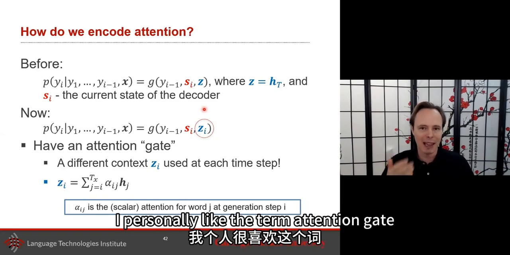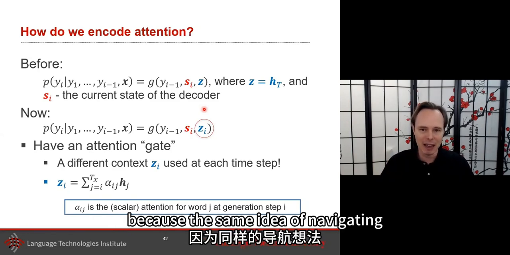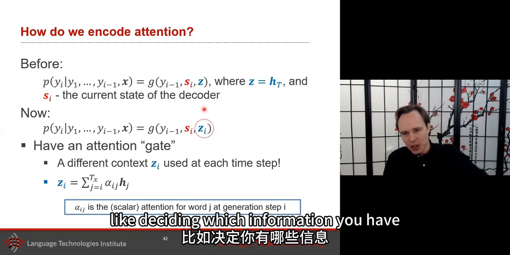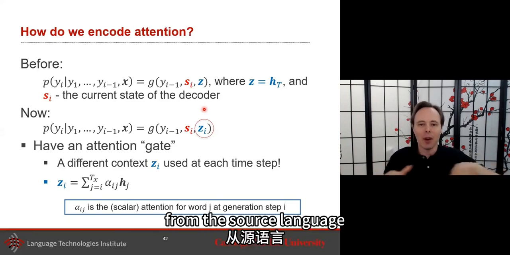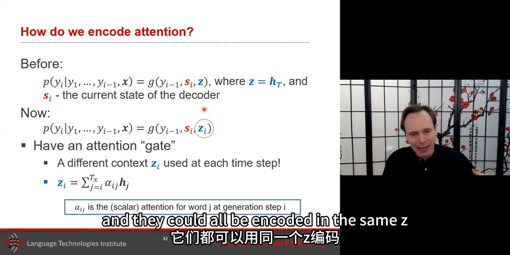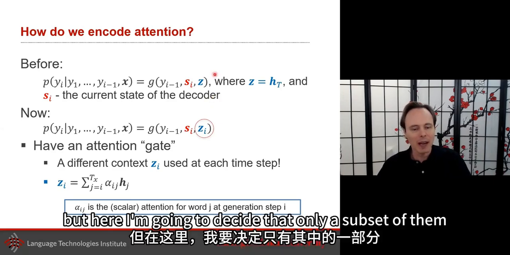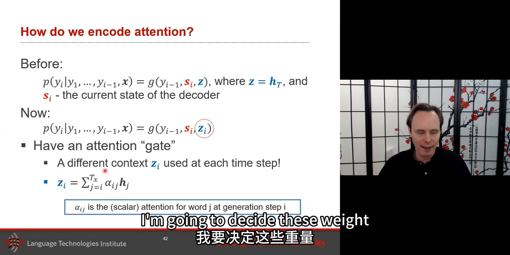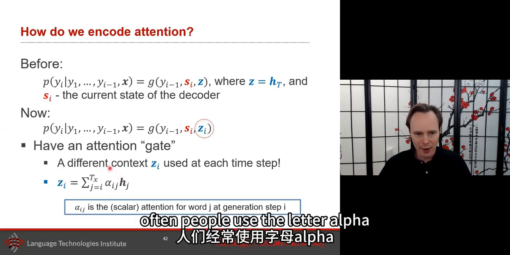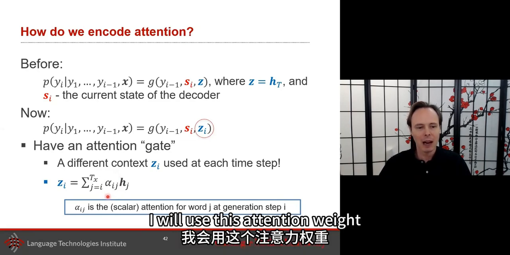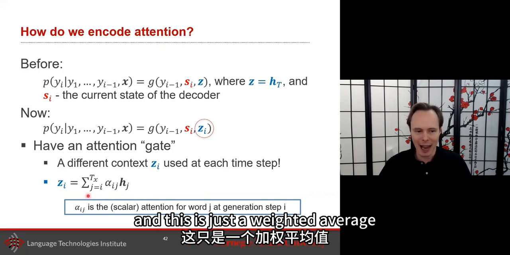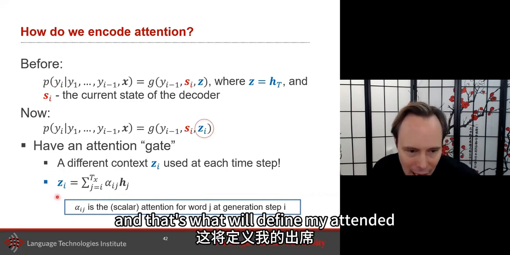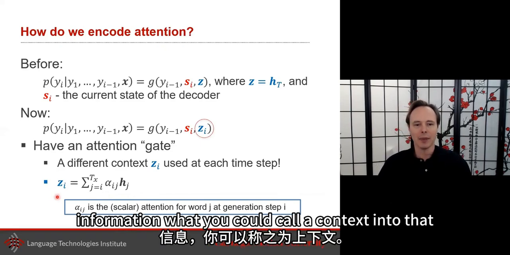I personally like the term attention gate, because it's the same idea as gating, like deciding which information. You have all these words from the source language, and they could all be encoded in the same Z, but here I'm going to decide on only a subset of them at any point in time. And dynamically, I'm going to decide these weights, these attention weights. Often people use the letter alpha. I will use this attention weight, and this is just a weighted average. And that's what will define my attended information, what you could call a context.